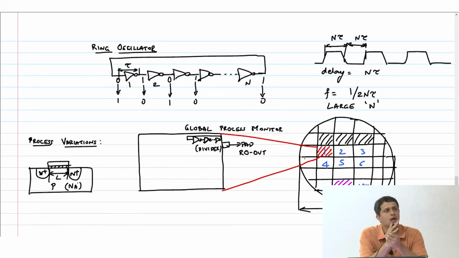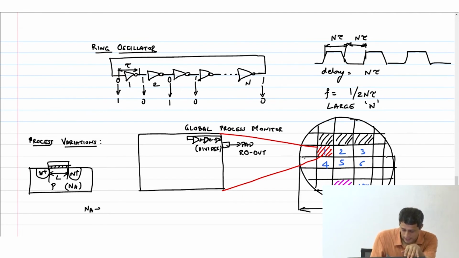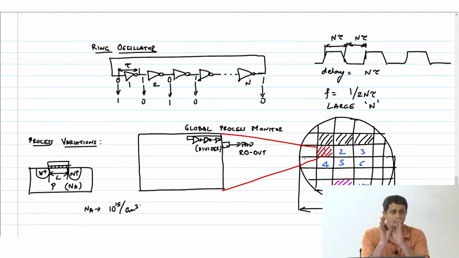Now let us see, how many dopant atoms do you think will be there under the channel? Order of magnitude. 10, 1 million, 1000, 10,000, 10 power? Let's now, what is Na by the way? Na is about 10 power 15 per centimeter cube. This is a typical dopant concentration. So I am asking you, how many dopant atoms are there under the channel? Order of magnitude.